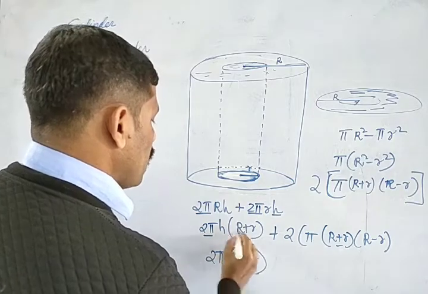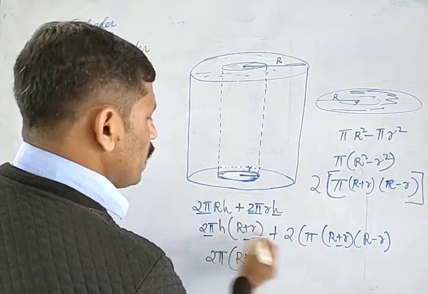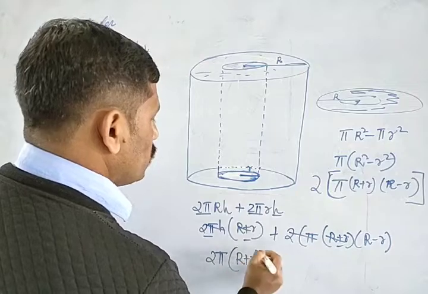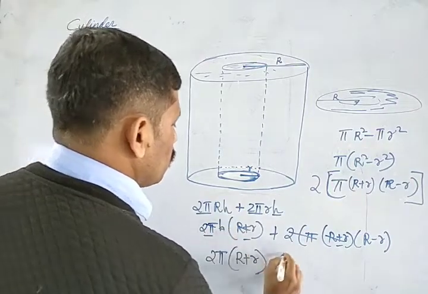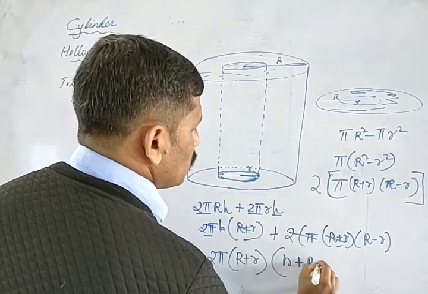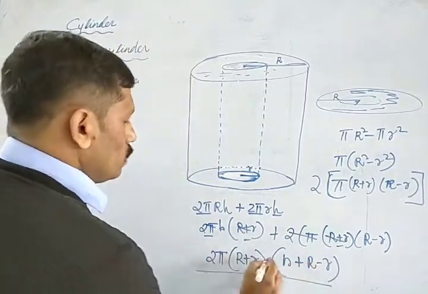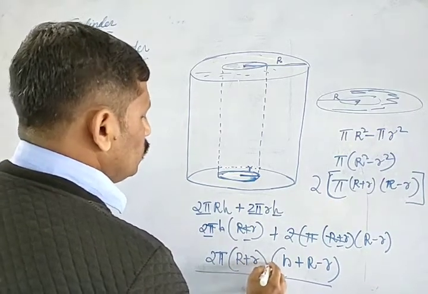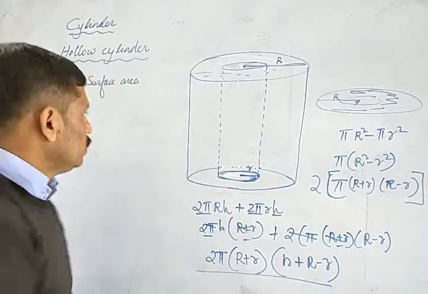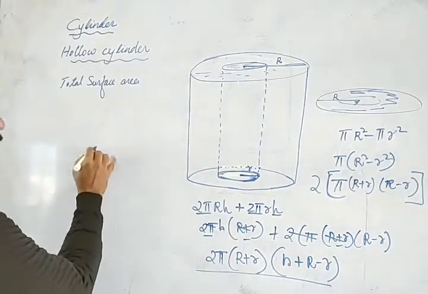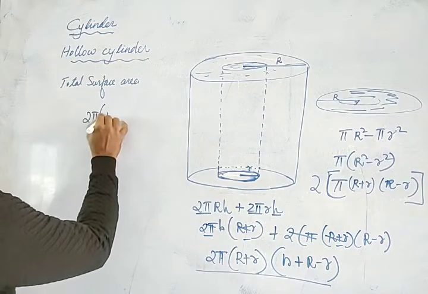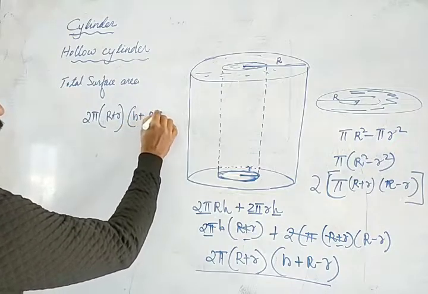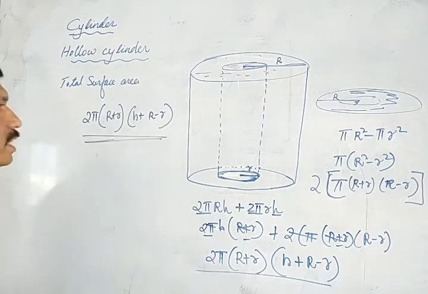The common things we take outside: 2 pi and R plus r. What is remaining here? One h is remaining, that means h plus R minus r. So this is the total, 2 pi into R plus r into h plus R minus r. This is the total surface area of a hollow cylinder. So 2 pi into R plus r into h plus R minus r is the total surface area of a hollow cylinder.